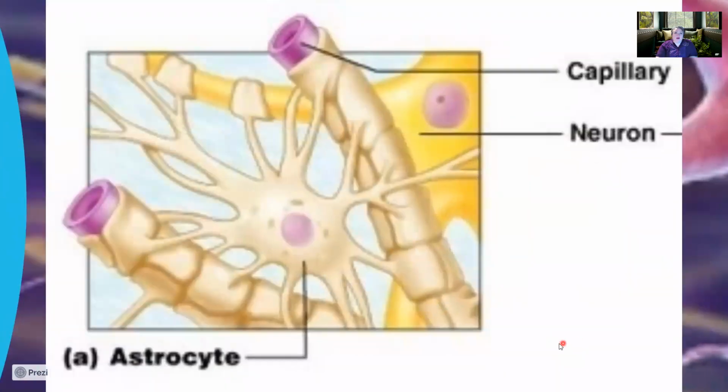So here's an astrocyte blown up. As you can see, the astrocyte is basically connected to these axons of the neurons that they are supporting, and they are also related to capillaries. And as you can see, astrocytes also have that star-like shape.